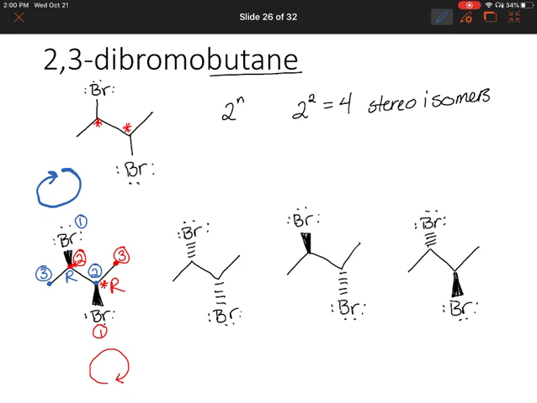So for carbon 2, we said that we have an R configuration if bromine is in a wedge. So that must mean that when it's in a dashed position, it's S. And then for carbon 3, if bromine's in a wedge position, that's an R. If it's in a dashed position, that's an S.